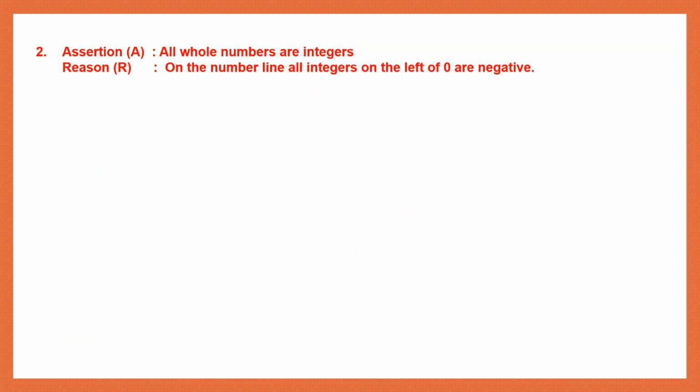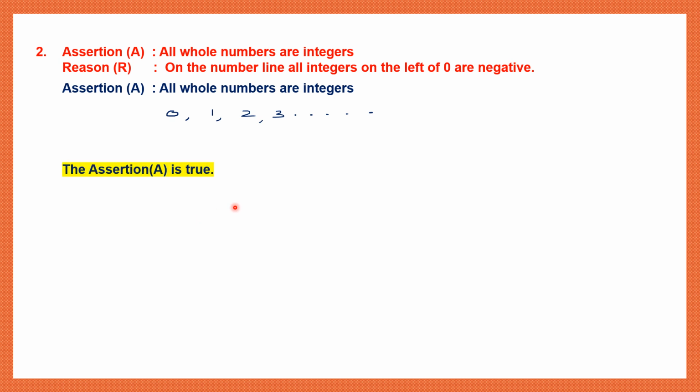Right. Now the second assertion-reason question is given to us. What is the statement for the assertion? It says all whole numbers are integers. So let's take that down. Assertion A says all whole numbers are integers. Now what are whole numbers? All whole numbers are numbers that start from 0. All these are whole numbers and these are all integers. All whole numbers are integers. So assertion A is true.